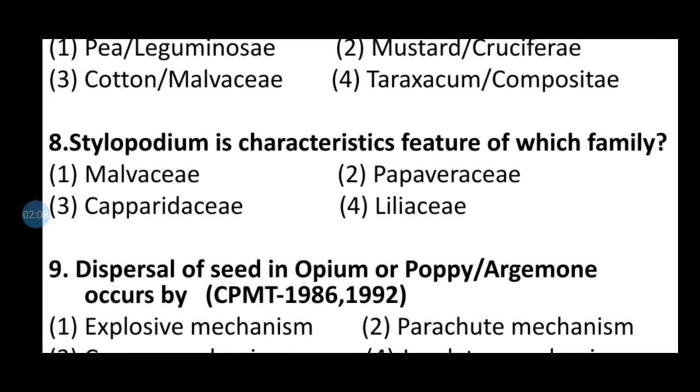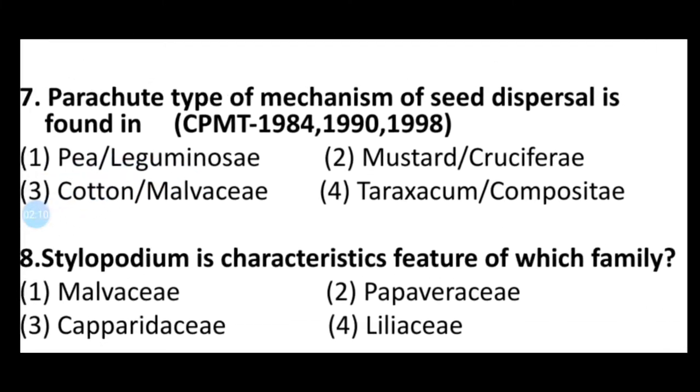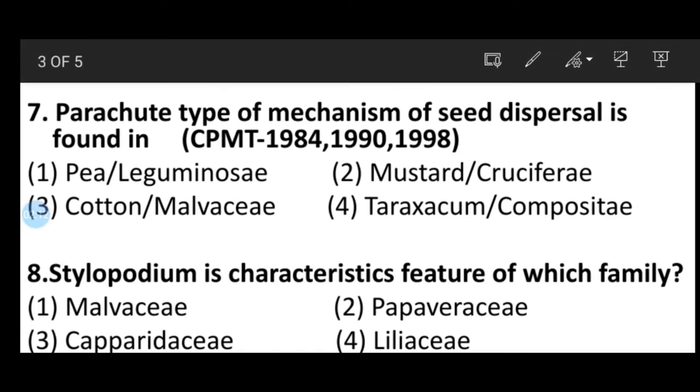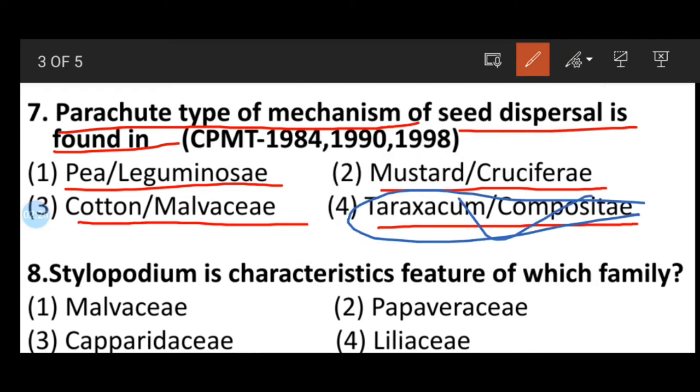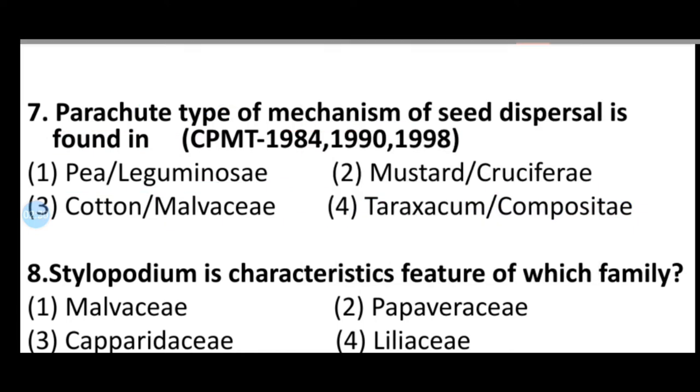Question number 7. Now look at question number 7. Parachute type of mechanism of seed dispersal is found in: option number 1 pea or leguminosae, mustard or cruciferae, third is the cotton or malvaceae, fourth is the pteridium or compositae. So here the correct answer will be the compositae, in which the parachute type of mechanism of seed dispersal will be found.